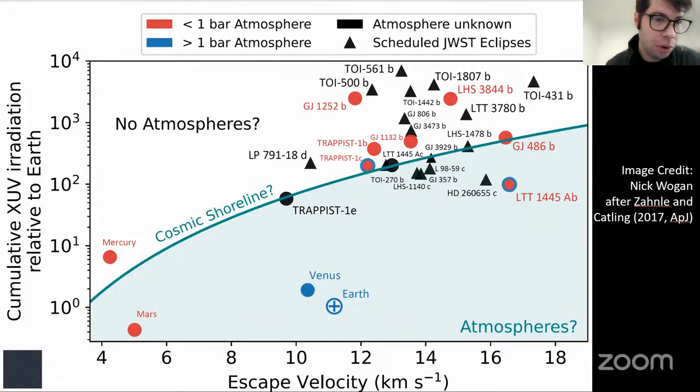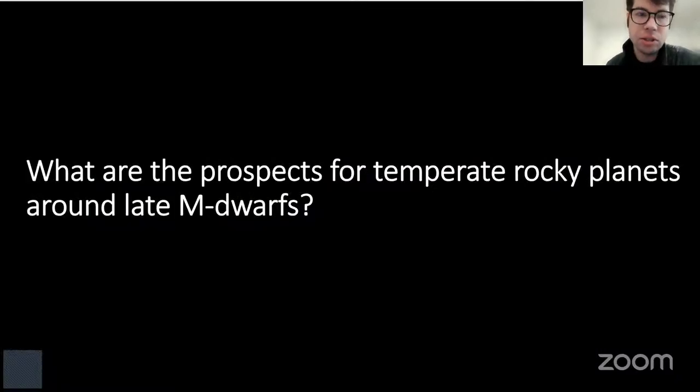But the question I want to think about today is, given these observations so far, what are the prospects for the more temperate rocky planets around M-dwarfs, which are, of course, of interest for habitability? What, if anything, do the observations so far of hot rocks imply for their more temperate cousins?